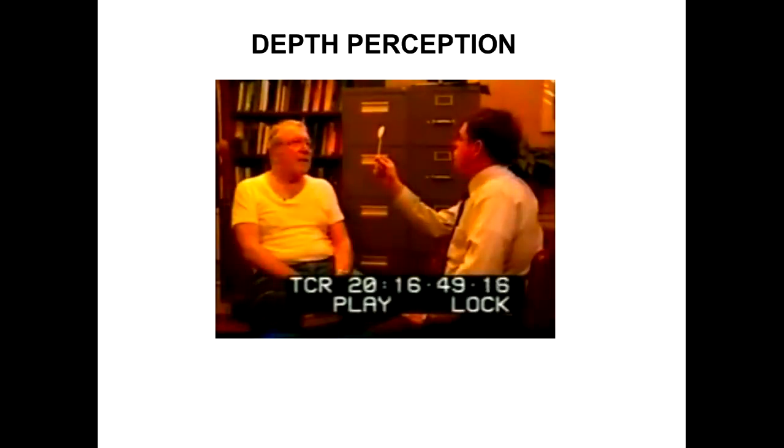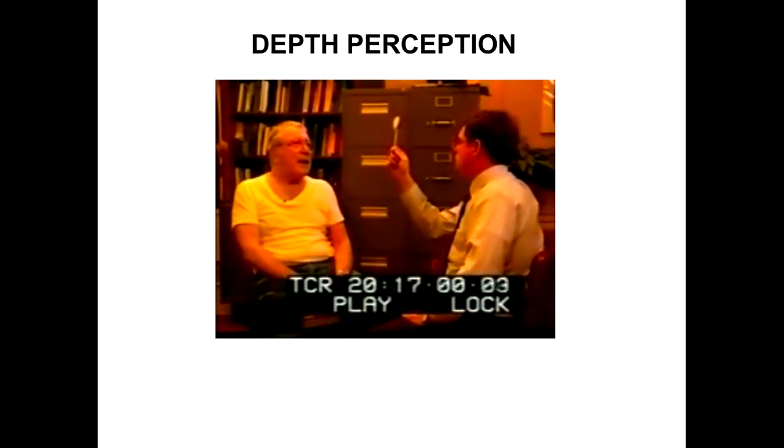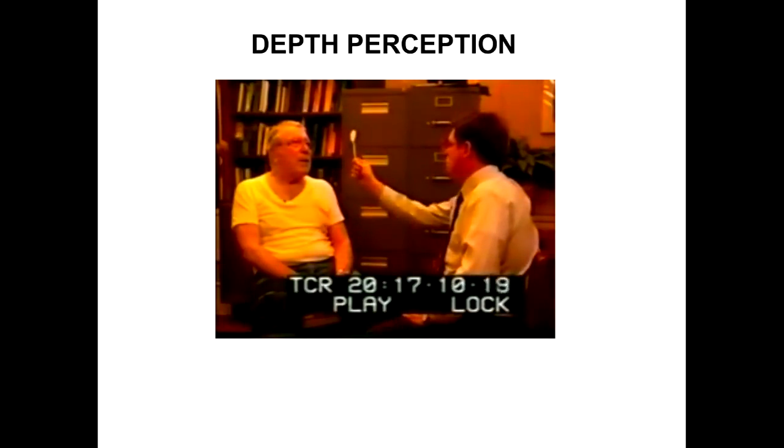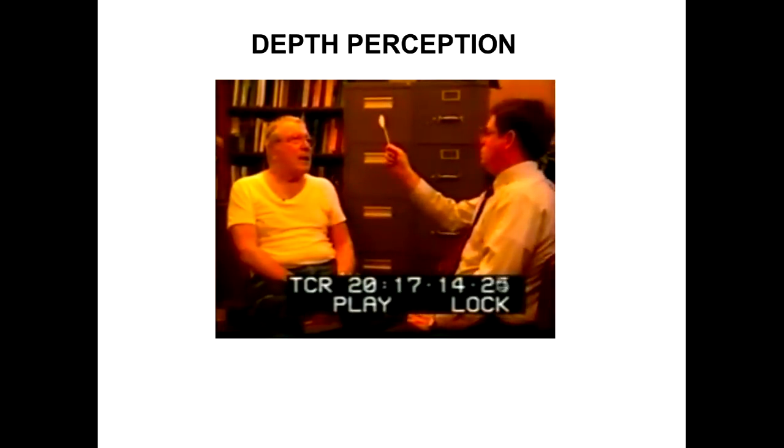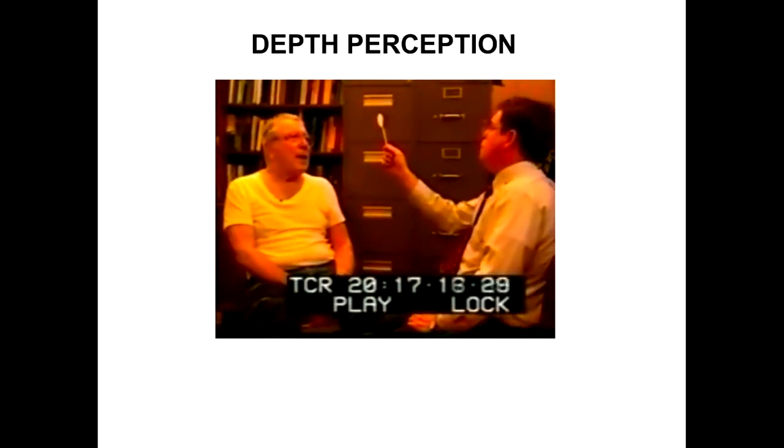Okay, I'm going to move the spoon. Which way did it go? Toward you or away from you? I can't tell. No depth perception. Can you see the spoon? I can see the spoon. Which way did it move? Toward you or away from you? To me. Away from me. Away from me. To me. I don't know. I don't know.